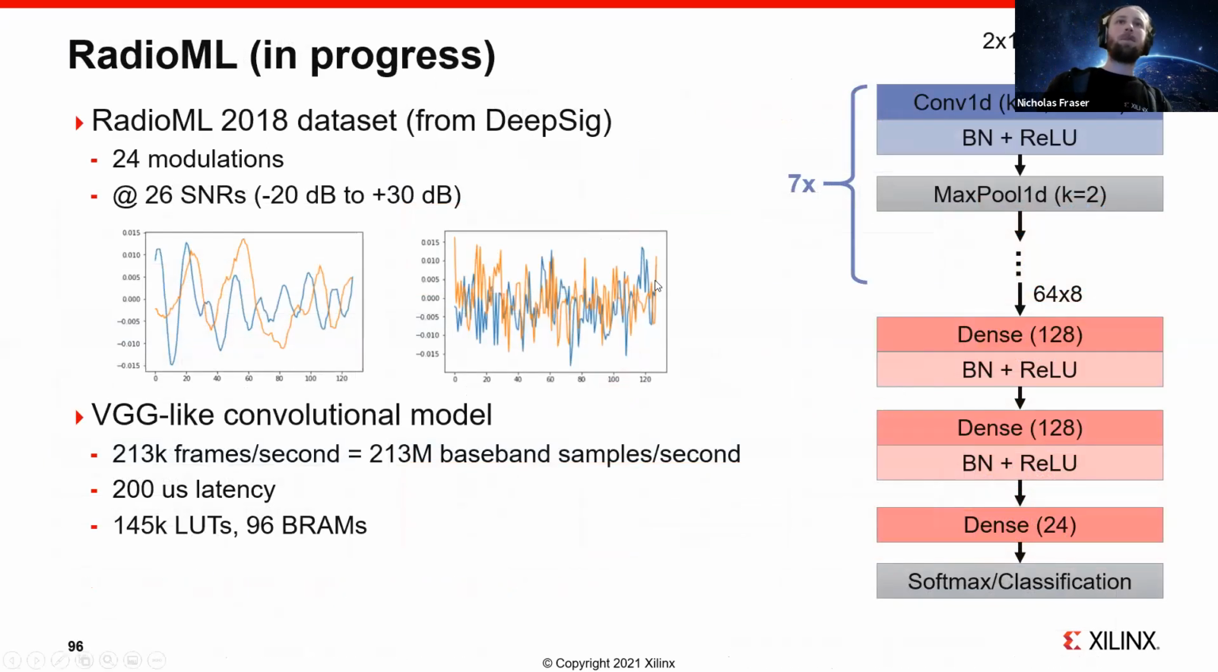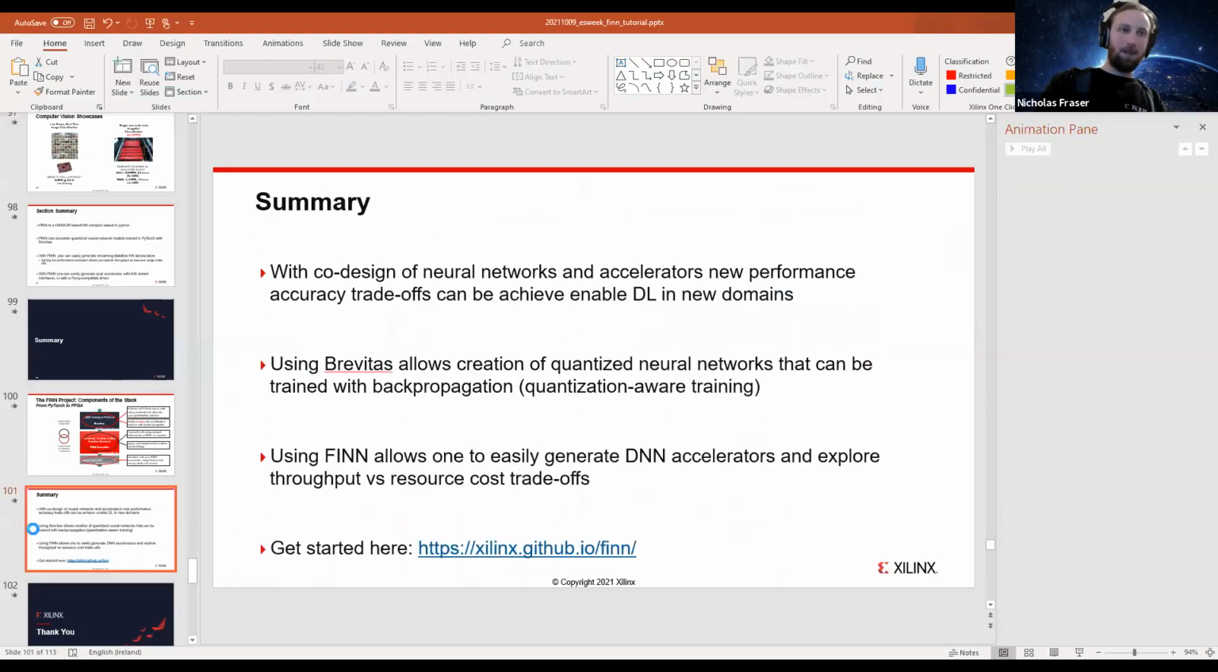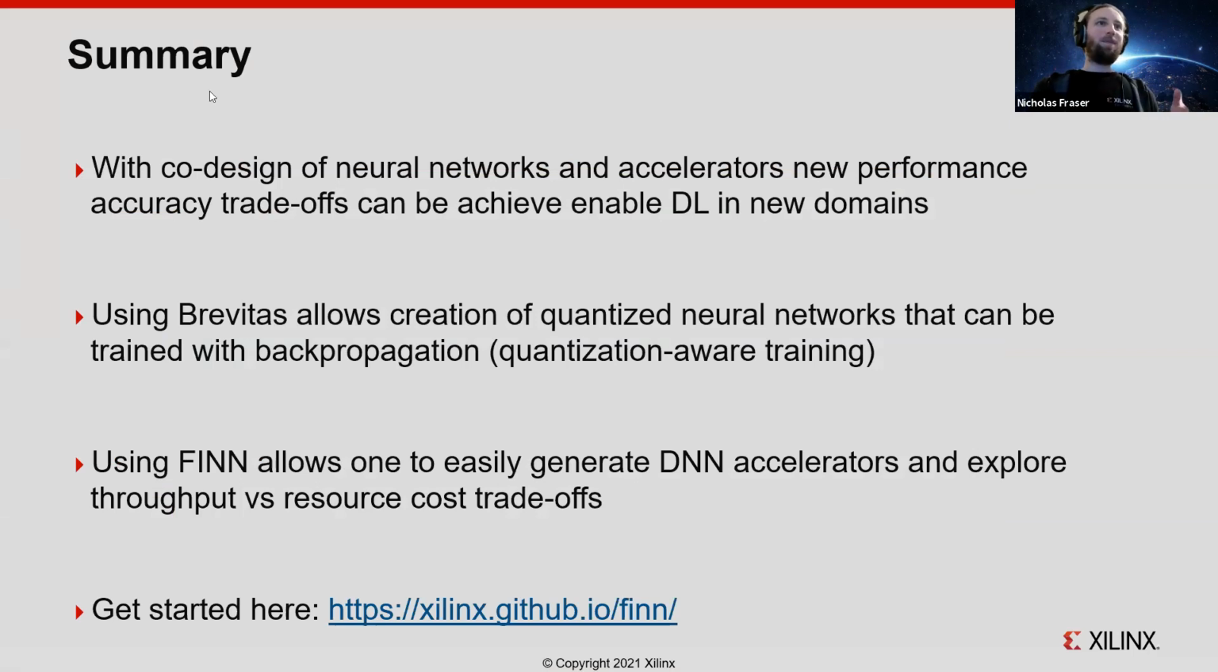I'm going to skip over the other examples and just go to my summary now. So in summary, with co-design of neural networks, you can achieve new performance accuracy trade-offs. And it's my hope that this enables deep learning in new domains. We talked about several techniques to implement quantized neural networks, to design, to streamline networks and implement, let's say, data flow architectures.